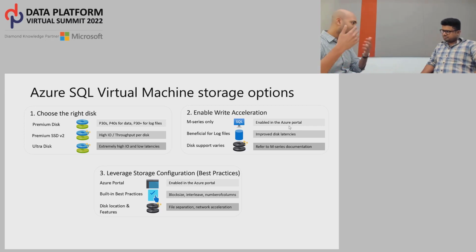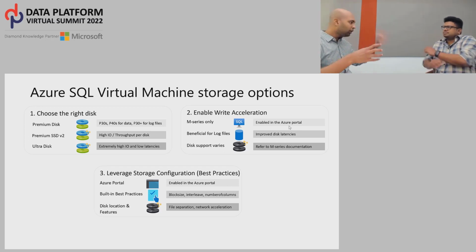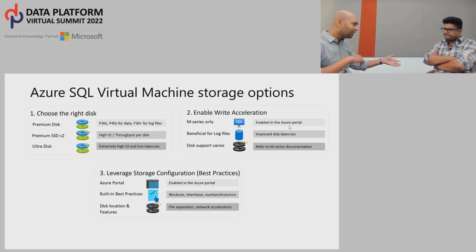Choose the marketplace image, choose the Azure portal provisioning experience to get all of these, where we've built in the best practices. We will tell you that you need to configure a separate data disk, a separate log disk, turn on things like network acceleration by default. All that is baked into the experience, so customers don't have to go and search and read documentation. It guides them through this experience, right? So that's where we start.